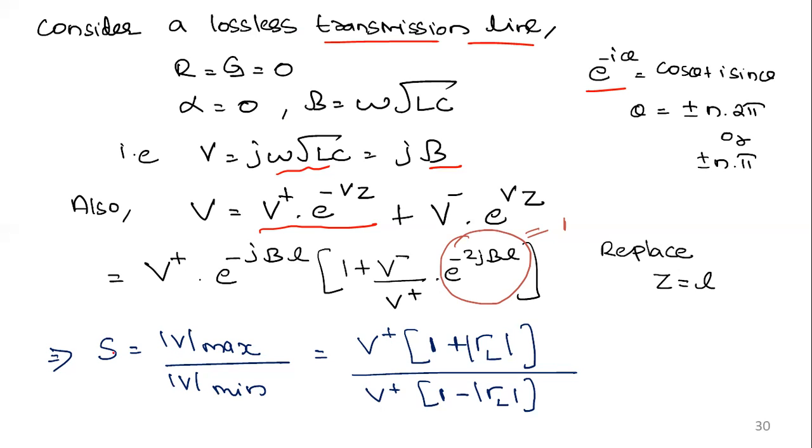Then we can write the standing wave ratio V max by V minimum as V plus into 1 plus gamma L, that is the maximum value, and V plus into 1 minus gamma L, that is the minimum value. So this is the standing wave ratio. Very important. I hope you understood how we reached from here to here. Just take the maximum and minimum values of cos and sine. That's it. Which makes it 1 plus gamma L divided by 1 minus gamma L.